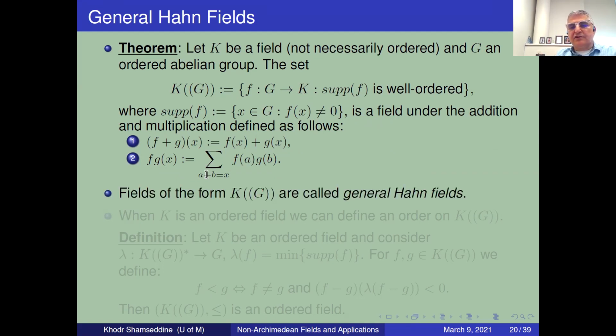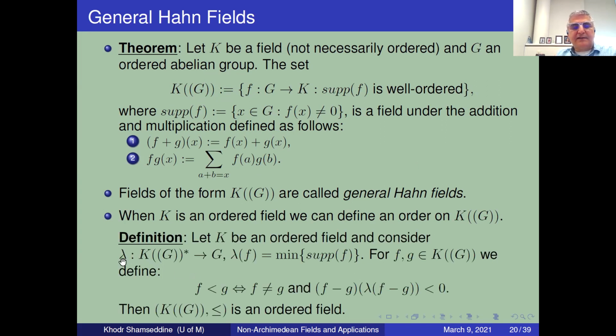Such fields are called general Hahn fields. If K happens to be an ordered field, then we can introduce an order on the general Hahn fields K of G as follows.